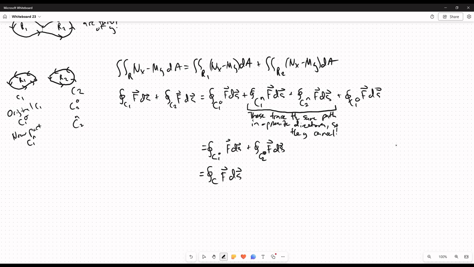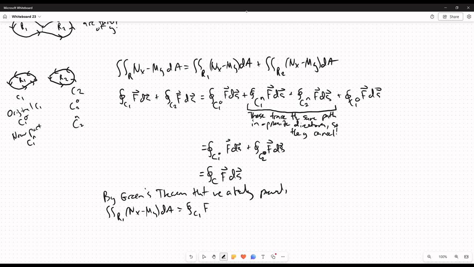So what does that tell me? Well, by Green's theorem, by the part of Green's theorem we already proved, we have that the integral over the region R1 of N_x minus M_y dA equals the integral over C1 of F ds, because that is one that I can break into two parts, one which is a function of x, one which is a function of y, with a slight, is that really a function of x?